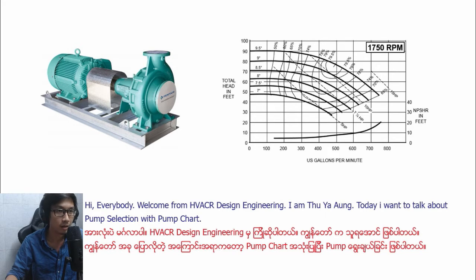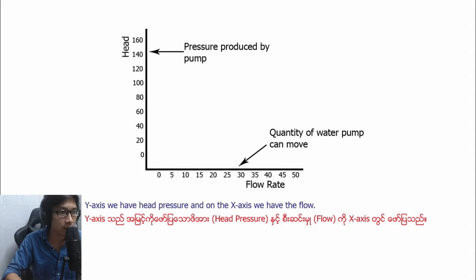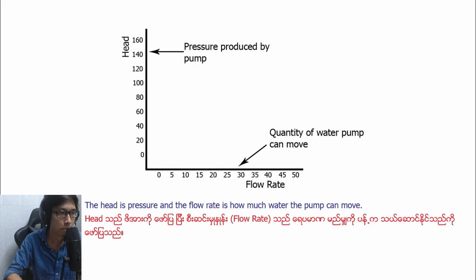Today, I want to talk about selection of pump with pump curve. Each type of pump has a different curve. Why is it? We have head pressure and on the X axis we have the flow. The head is pressure and the flow rate is how much water the pump can move.